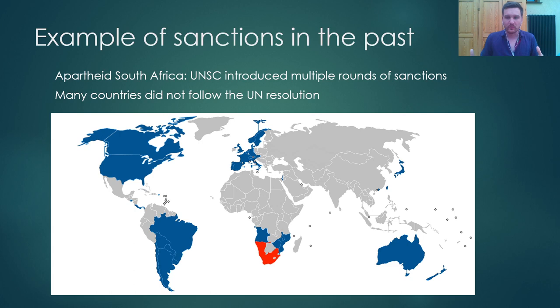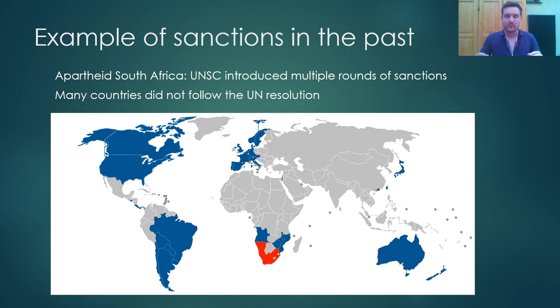The West, meaning Western Europe, North America, Australia, New Zealand, Japan, and a bunch of client regimes in South America, and of course all the other apartheid states, Rhodesia, Israel, also did not follow the United Nations resolution. But still, apartheid was successfully defeated, and the sanctions played a big role in defeating apartheid. But keep in mind, those were legitimate sanctions with a corresponding United Nations Security Council resolution.